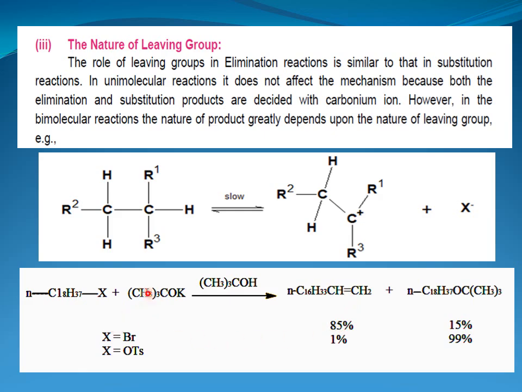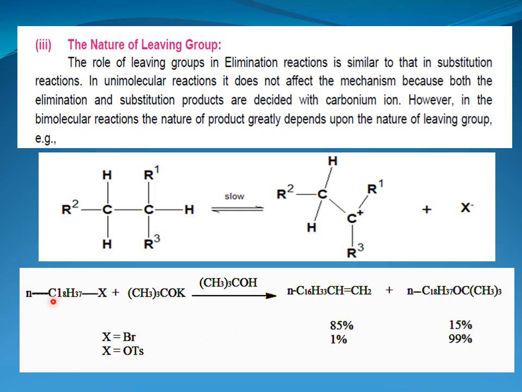Means the beta hydrogen will be abstracted, giving elimination in preference to substitution because this bromine is a poor leaving group. Now students, if X is tosylate group, which is an excellent leaving group, therefore you can see the percentage of substitution reaction. The incoming nucleophile is going to attack directly on the alpha carbon atom and substitute this OTs because OTs is a very good leaving group. So substitution product is 99% and elimination is only 1%.